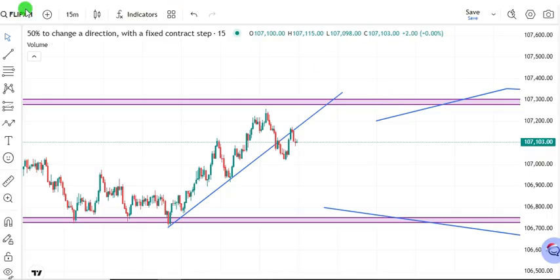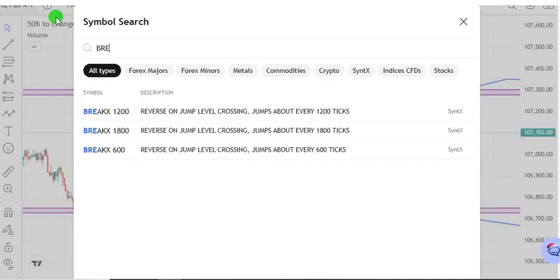So going to the next one, which is Break 500, Break 600.